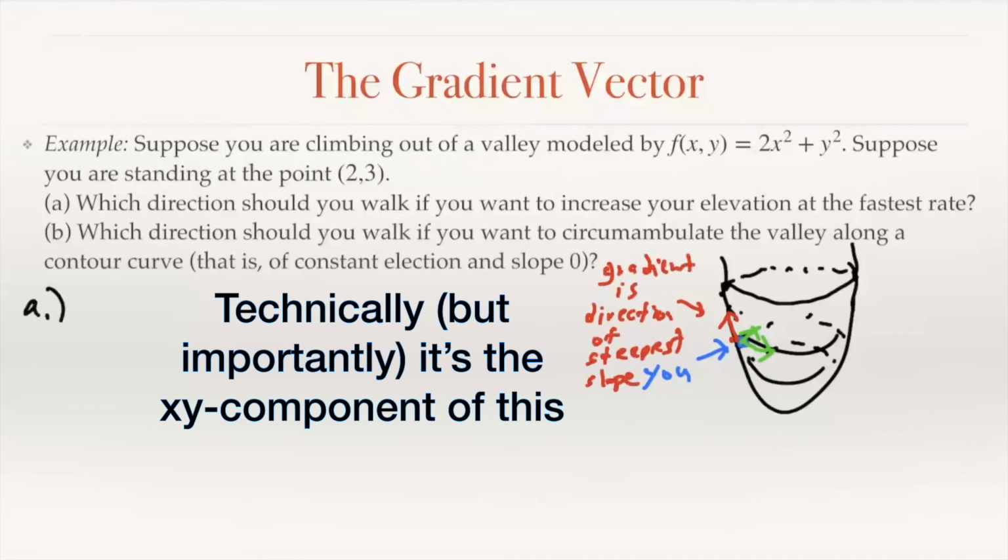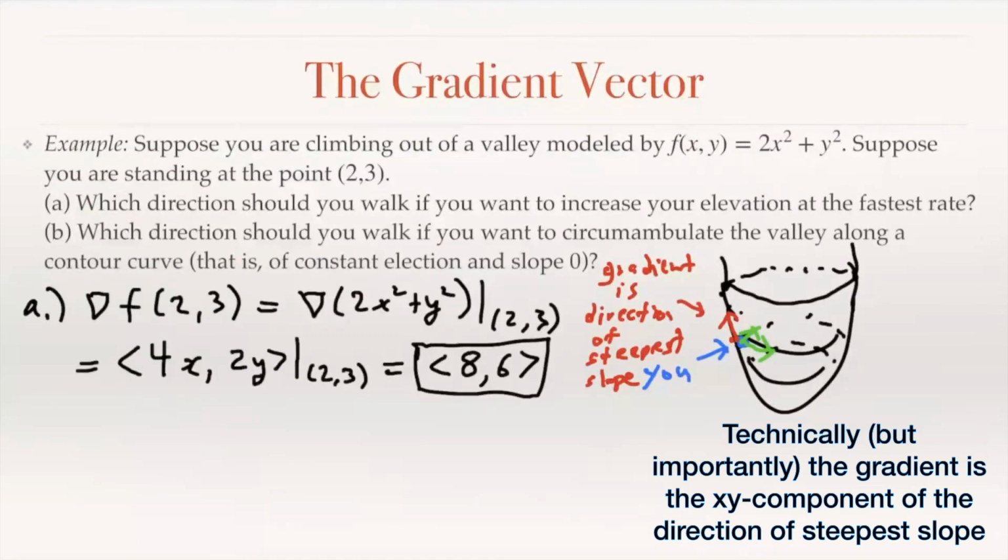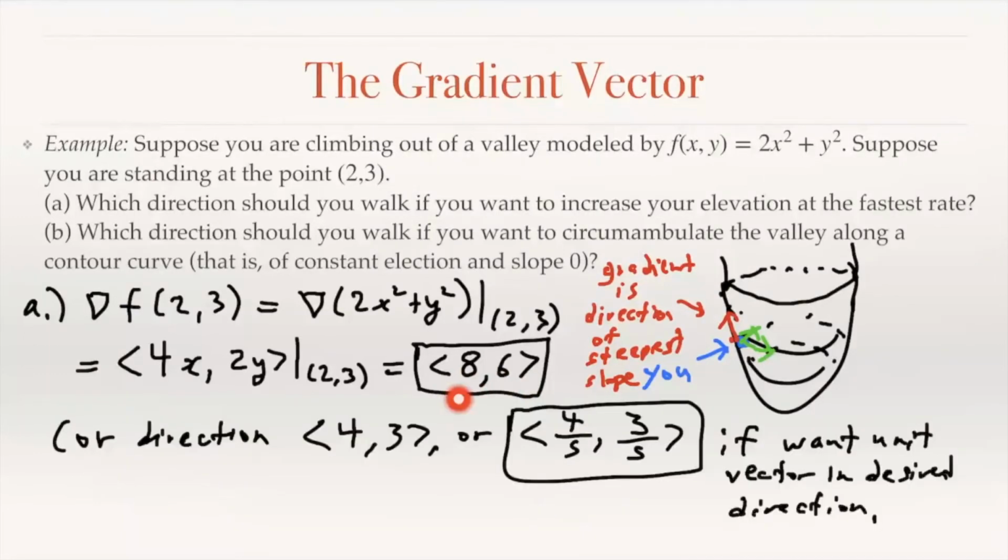So for part A, we find the gradient of f, and we get that the gradient at that point is 8, 6. So we want to walk in that direction. This didn't specify the magnitude of the direction, so we could also scale it back. If we wanted a unit vector in the desired direction, it would be this, dividing this by 10, scaling it back. And I should note that the gradient, that doesn't mean the XYZ direction, it means the direction that you would be going in the projection down onto the XY plane.